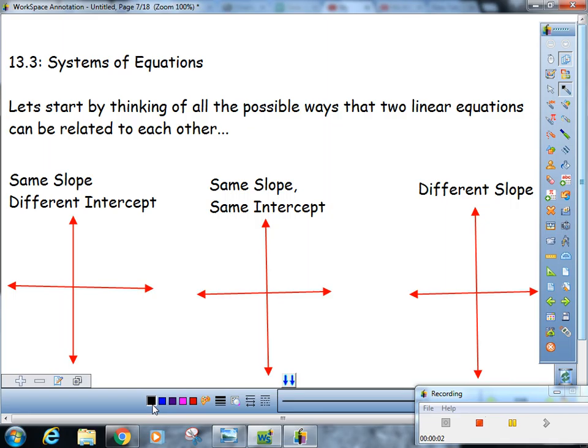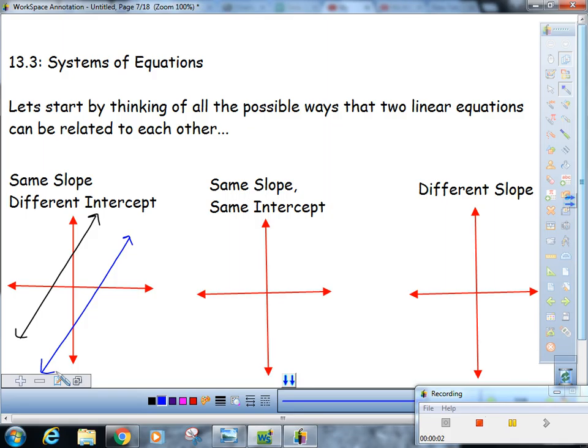We are moving on into 13.3. This is systems of equations, okay? So let's start by thinking about all the ways that two linear equations could be related to each other. They could have the same slope, but a different y-intercept. Those two lines would be parallel, and there would not be a solution.